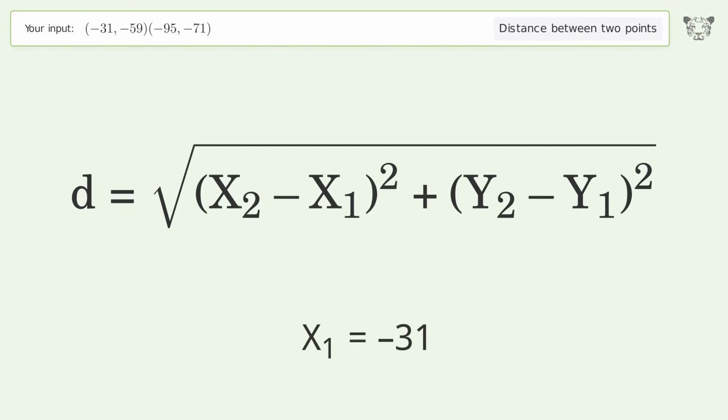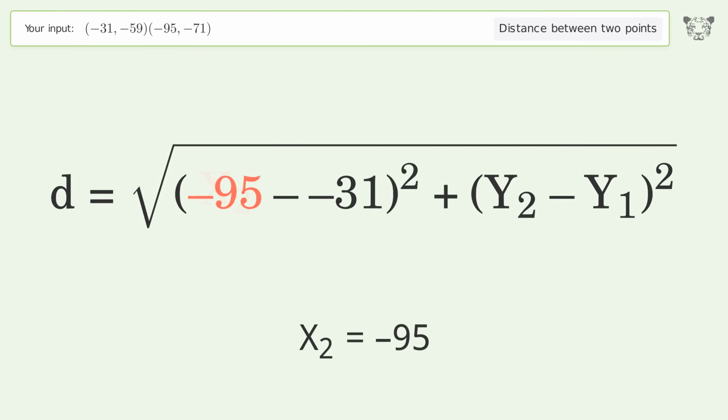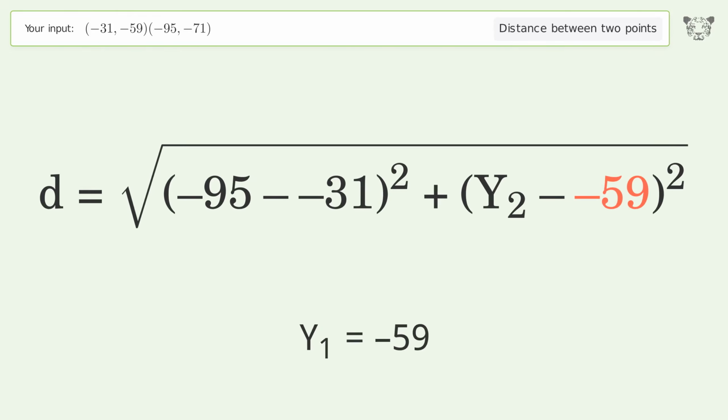x1 equals -31. x2 equals -95. y1 equals -59. y2 equals -71.